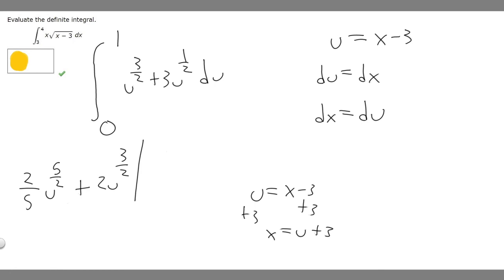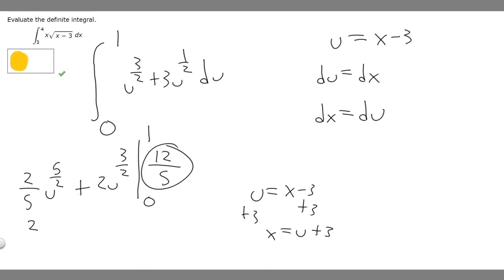So we've got these. Now what we want to do is evaluate them at our upper and lower bounds, 0 and 1. If we plug in 1 into this, it's going to become 2 over 5 times 1 to the 5 over 2 plus 2 times 1 to the 3 over 2. These are just going to become 1, because 1 to an exponent is just 1. So it's 2 over 5 times 1 plus 2 times 1, so 2 over 5 plus 2. We can rewrite this as 10 over 5, and 2 over 5 plus 10 over 5 is 12 over 5. So when we plug in 1, we get 12 over 5.